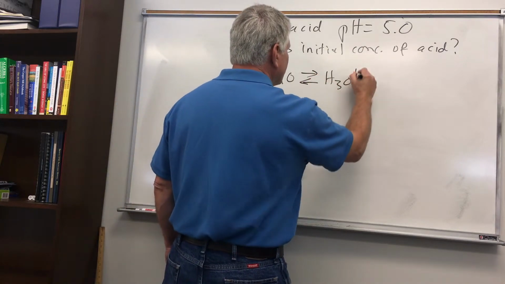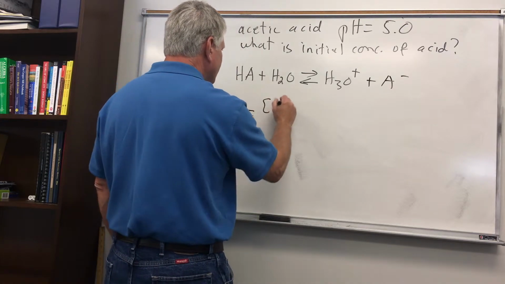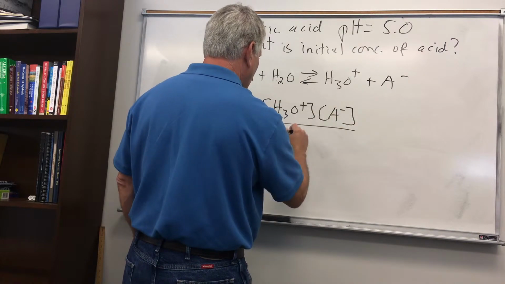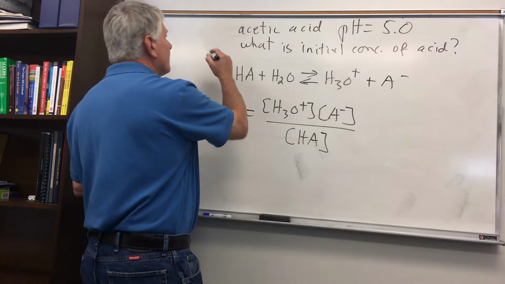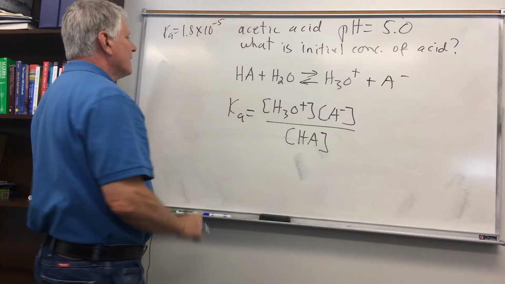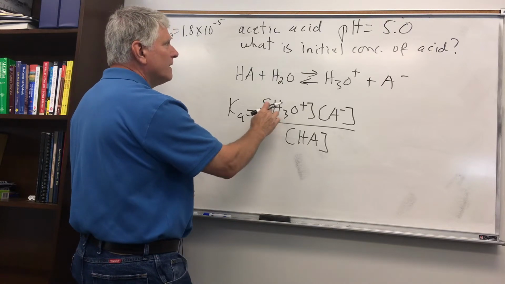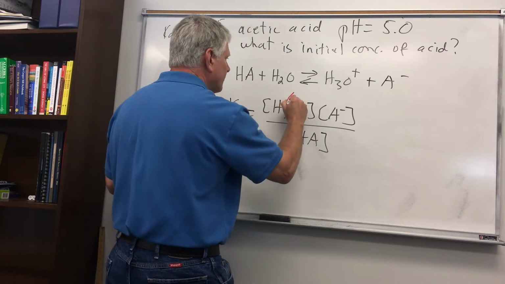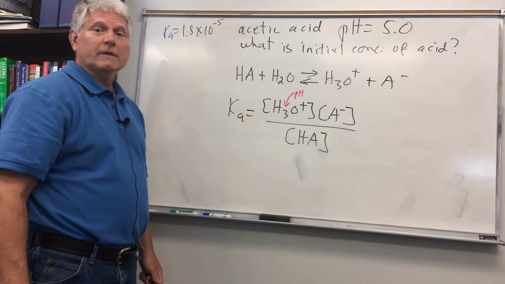So this is the reaction of the weak acid in water. And we set up our equilibrium expression. So we have Ka. So Ka we can look up in a table. 1.8 times 10 to the minus fifth. So what we've been given now is the pH. So from the pH, we can determine the H3O+ concentration. So the pH will give us H3O+ concentration.